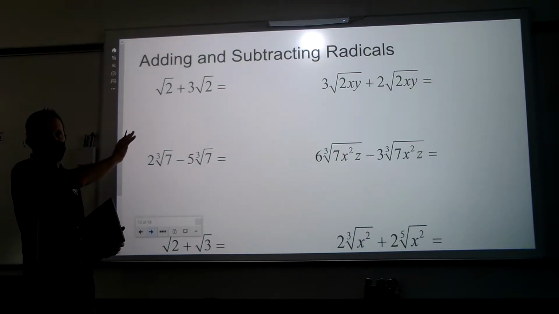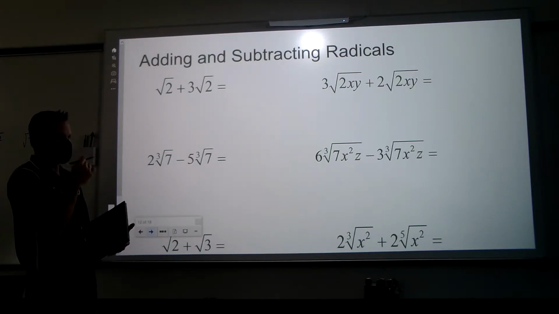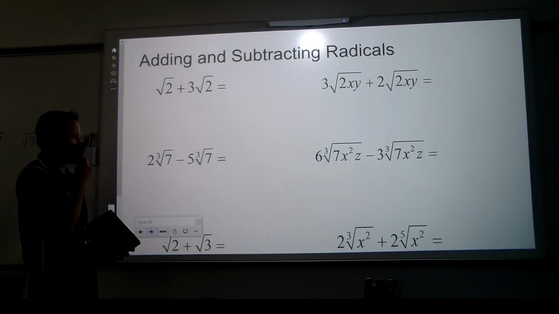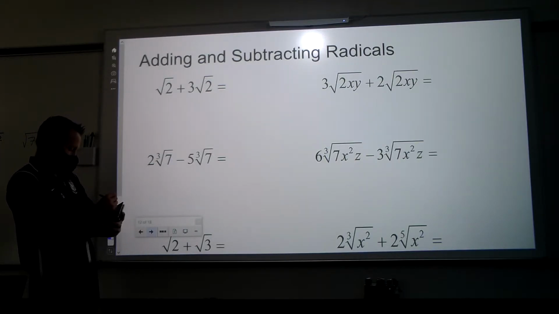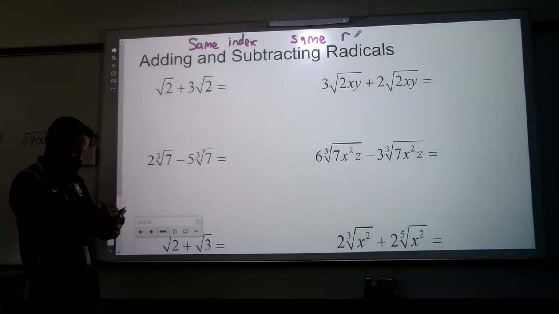That's all we're going to do with adding and subtracting radicals. This looks a whole lot scarier, but really you're just looking to see, okay, which of these are the same? So put a little note up here. To add, you need the same index. Remember, the index is what tells you if it's a square root or a cube root. That needs to be the same. And you need to have the same radicand. That's the thing under the square root.